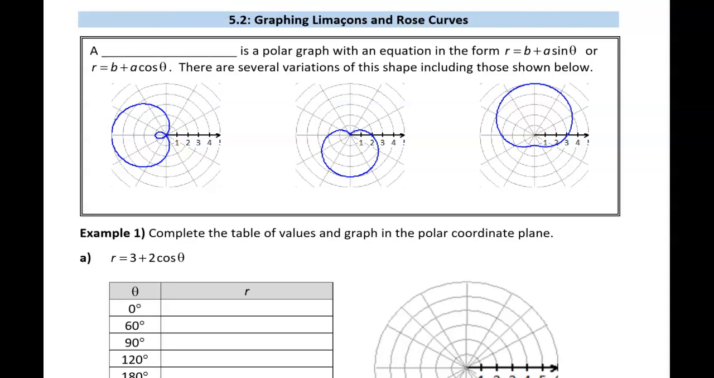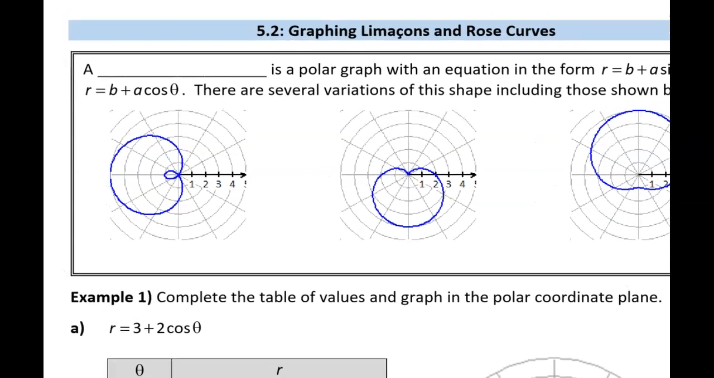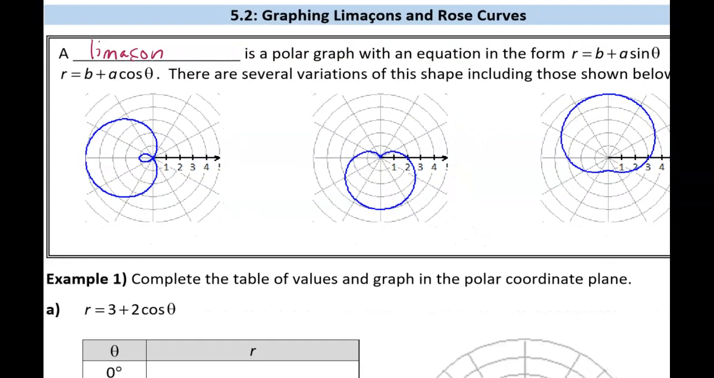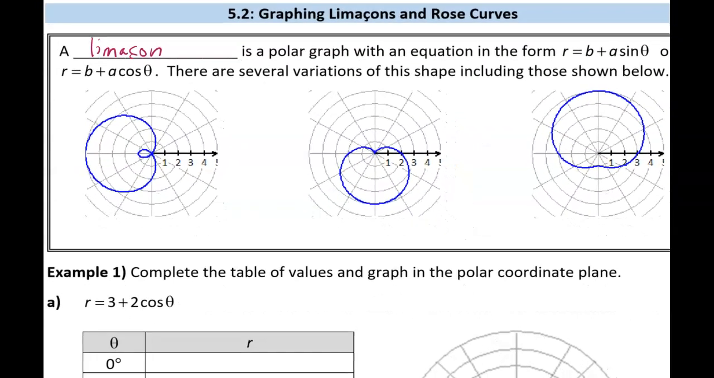In this lesson, we're going to look at graphing Limaçons and Rose curves, two special kinds of polar curves. Let's start with Limaçons. A Limaçon is a polar graph with an equation in the form r equals b plus a times sine theta, or r equals b plus a times cosine theta.